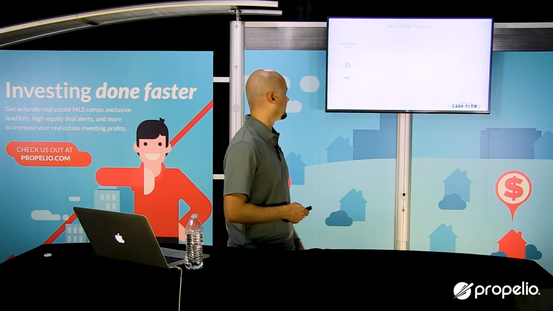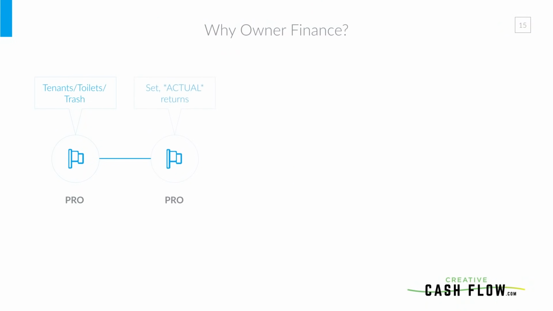Now, there's benefits to renting, and I like to put my thumb on renting. A lot of people got rentals, right? It makes sense. Sometimes they make sense. But there's a big pro to owner financing, which is that you don't deal with that stuff. What's another one? You've got set actual returns, okay?